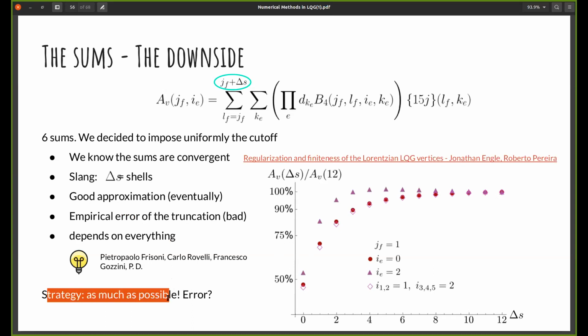The strategy for the moment is just to put as many shells as your resources allow you. But you see that for small spins, in these plots, the convergence is quite fast. If you believe that the last value is the convergent one, the previous to last differs from the last one by less than 1%. So you can say, at least for small spins, this convergence is fast.